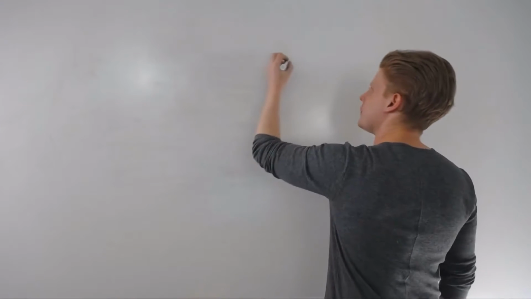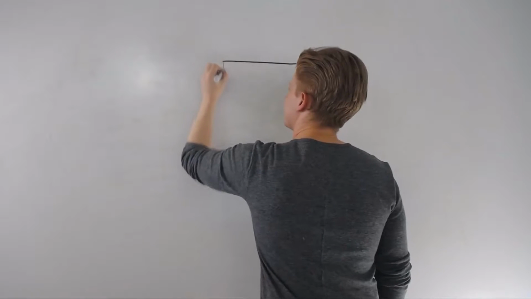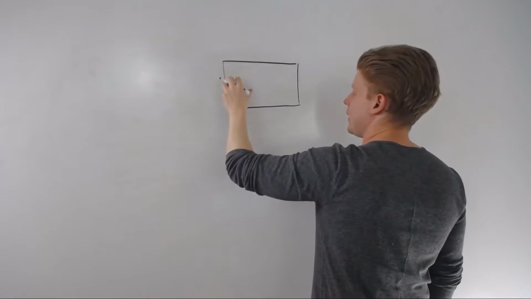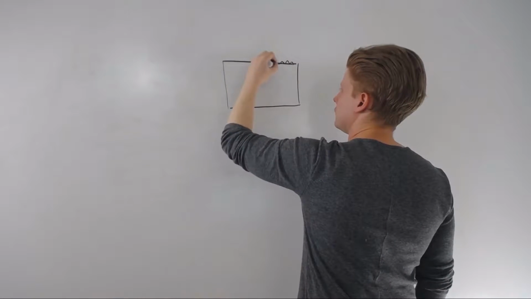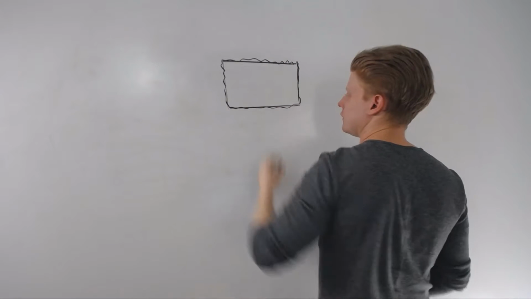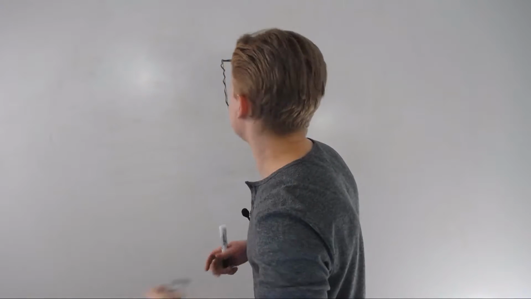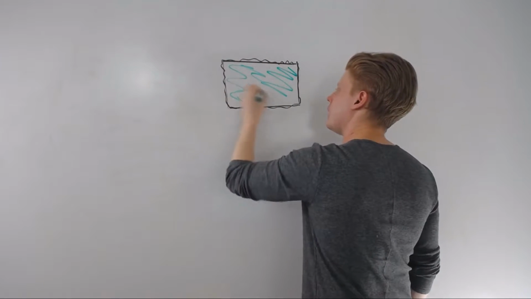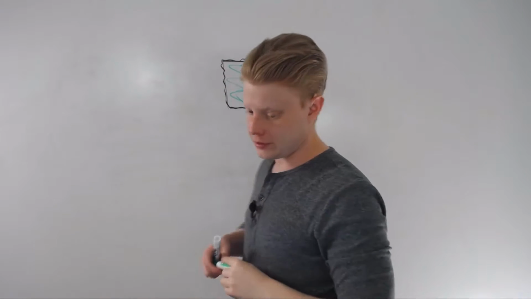Now, remember that perimeter is all the way around the outside, right? All the way around the outside, like it's a fence. And area is how much grass you'd have to cut if it was your yard. Right? How much grass you'd have to cut if it was your yard.